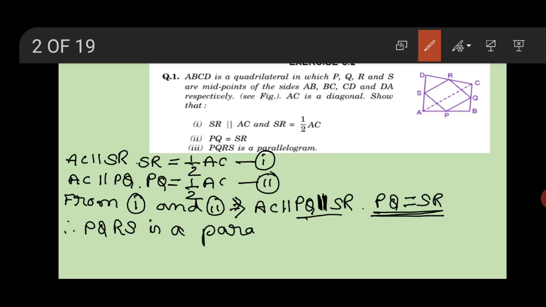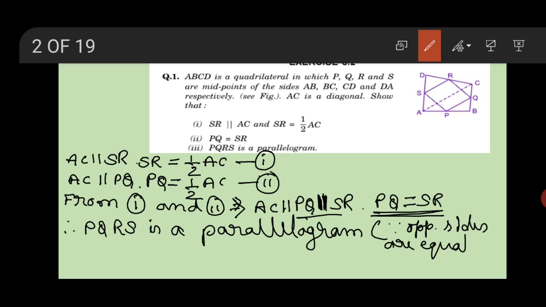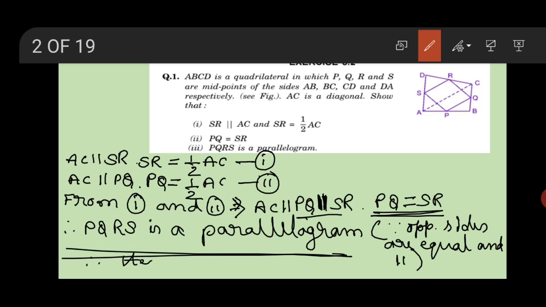PQRS is a parallelogram. Reason is what? Opposite sides are equal and parallel. Opposite sides are equal and also parallel. Therefore, PQRS is a parallelogram. Hence, we proved.